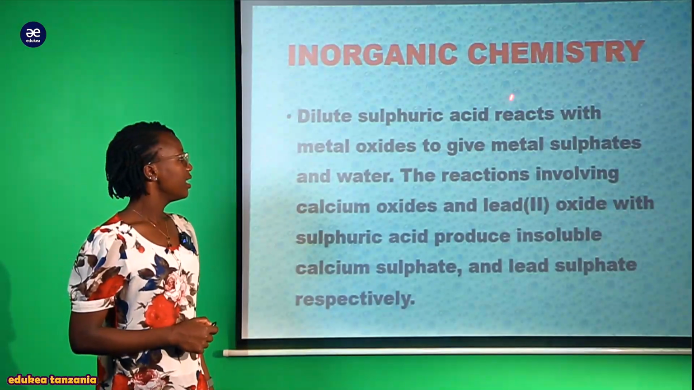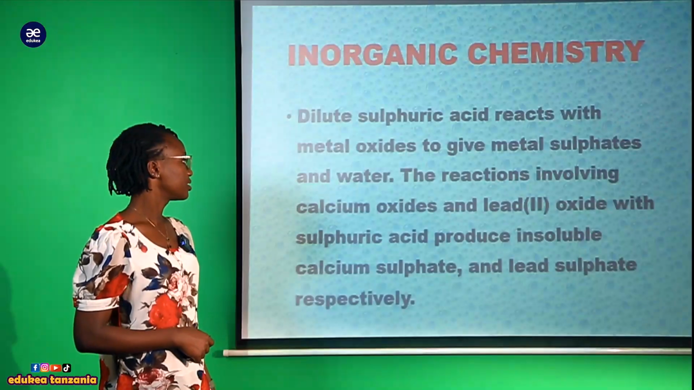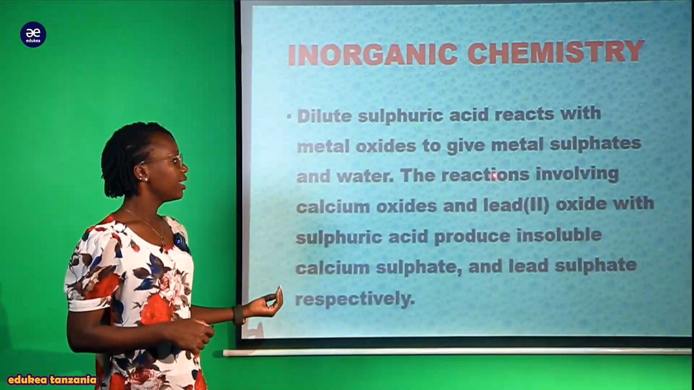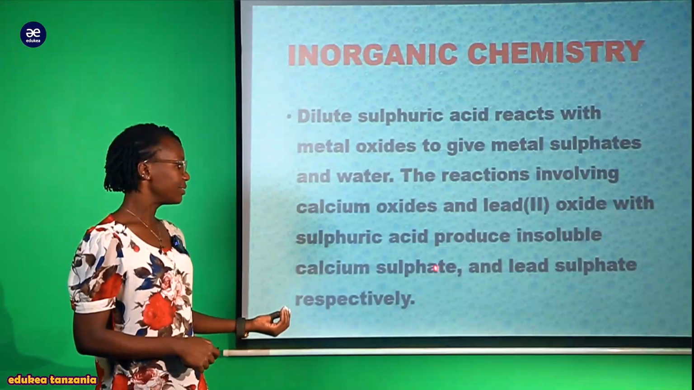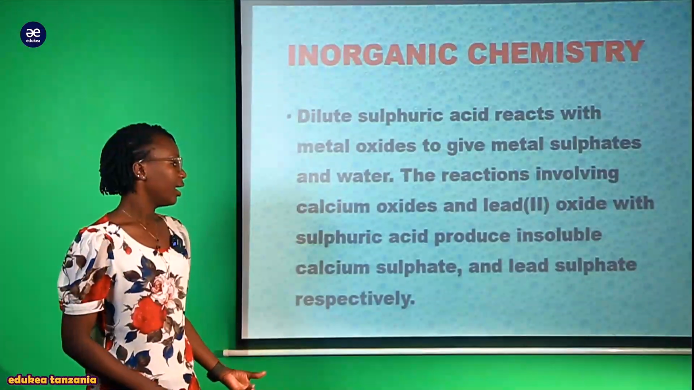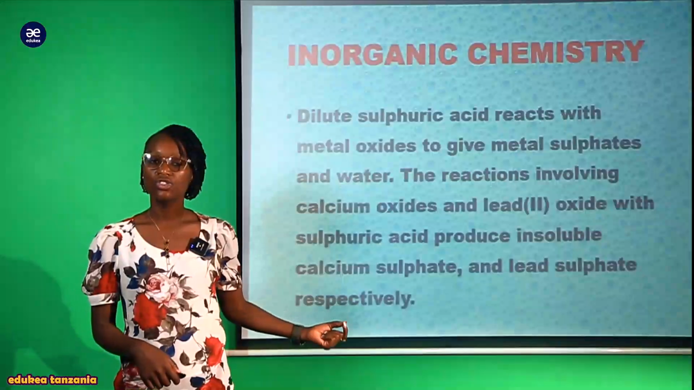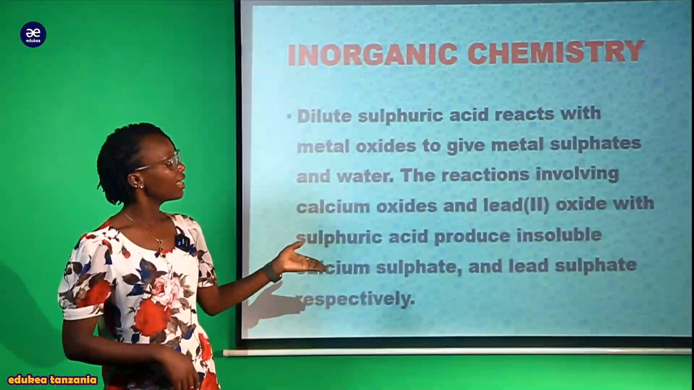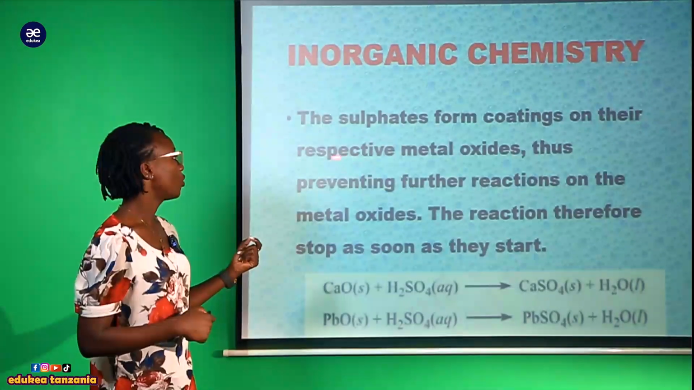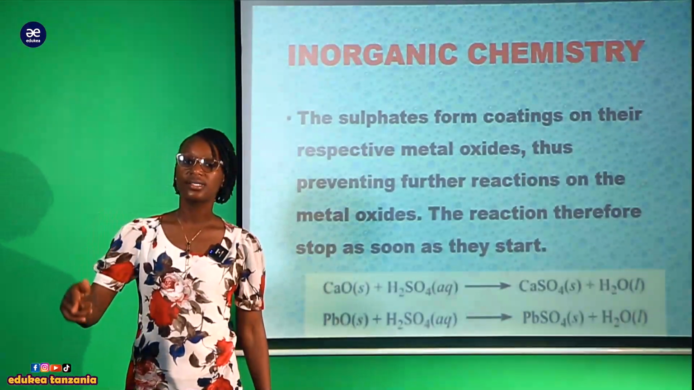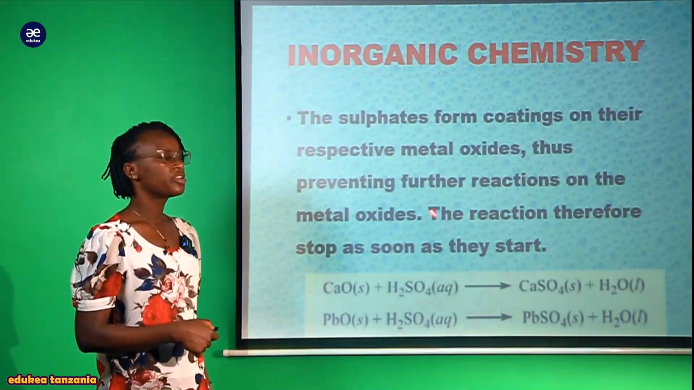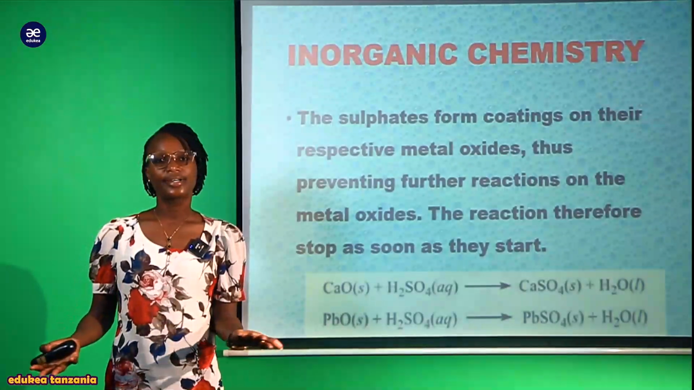Dilute sulfuric acid react with the metal oxide to give metal sulfate and water. Sasa anasema kwamba the reaction involving the calcium oxide and lead 2 oxide with the sulfuric acid producing insoluble calcium sulfate and lead sulfate respectively. Kwa hiyo kuna hizi insoluble cases ambazo zinakuwa produced. So as long as these insoluble products zinakuwa produced, anasema kwamba the sulfate form coating on their respective metal oxide. Kwa hiyo ile metal oxide inakuwa hindered, therefore thus preventing further reaction on the metal oxide. Kwa hiyo unaona kwamba ile reaction ina stop eventually.